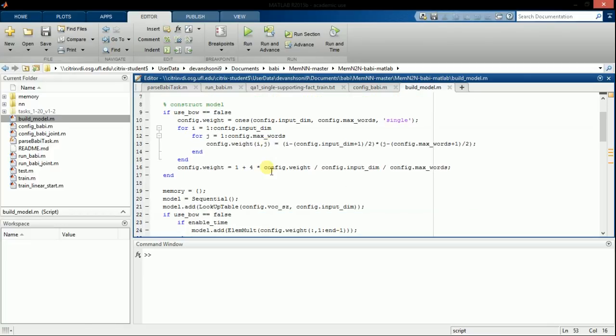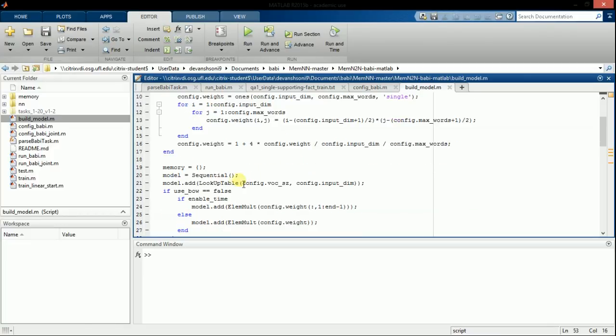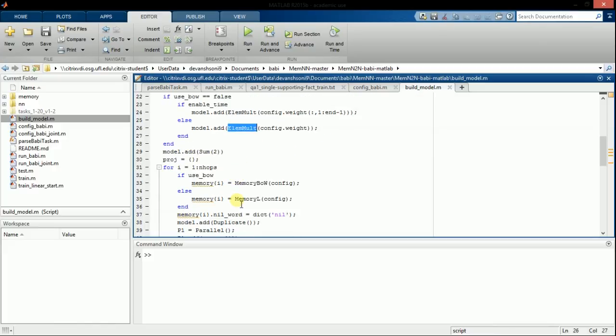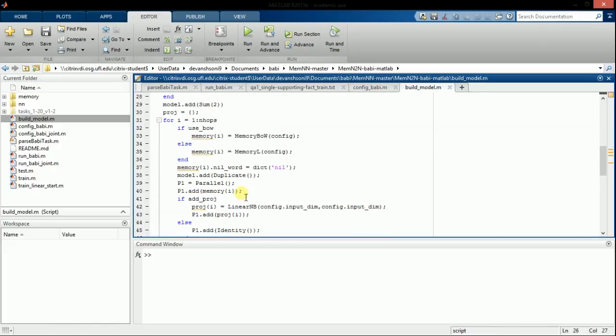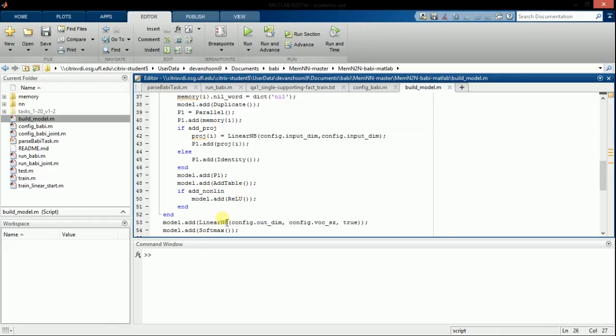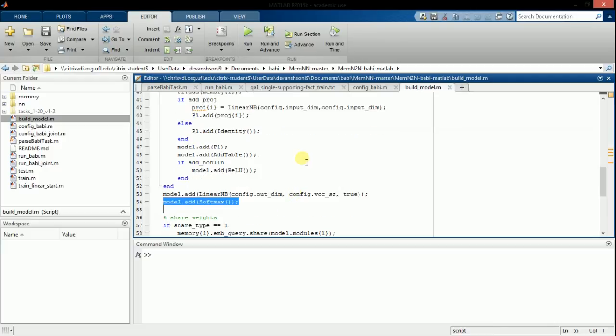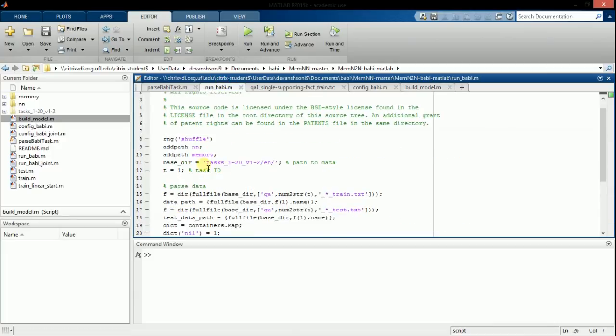So if you can see, it is adding and multiplying and doing element wise multiplication, and thereafter it is adding a softmax function finally to get the prediction A cap. So let's run the program once. For now I have taken t is equal to 1, which means the task ID is 1, which means we are talking about the single supporting fact task, and then let's see what happens.